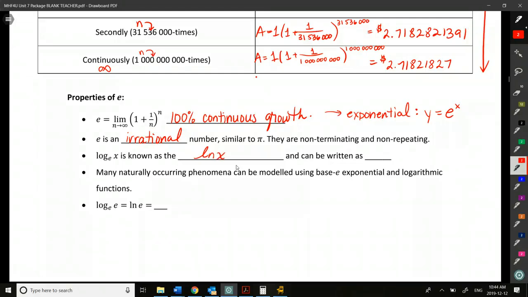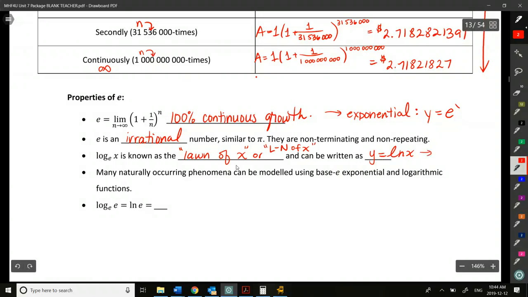Log base e of x is stored in our calculator as this button. It's ln, known as the ln of x, and we write it as y equals ln x. So we say ln of x, or some people just say ln of x. This is the natural logarithm. So we have the common logarithm and we have the natural logarithm.